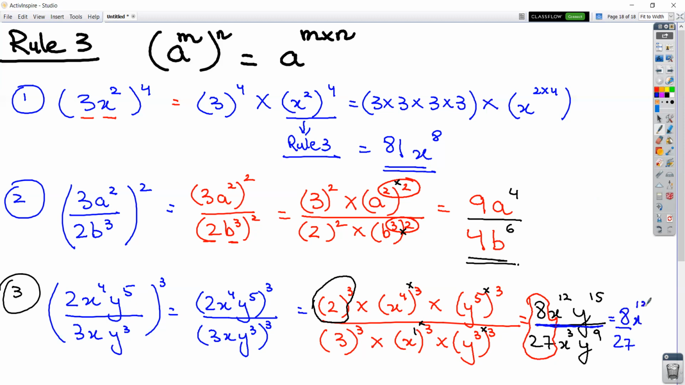So we'll be writing 12 take away 3. On the y variables, we have 15 and 9. We minus them together. To write down the final answer, you write down 8 over 27. Then the x after the simplification of the power would be 12 take away 3, and that's 9. For the simplification of the y power, we have 15 take away 9, which makes 6. Now, this is our more simplified form.